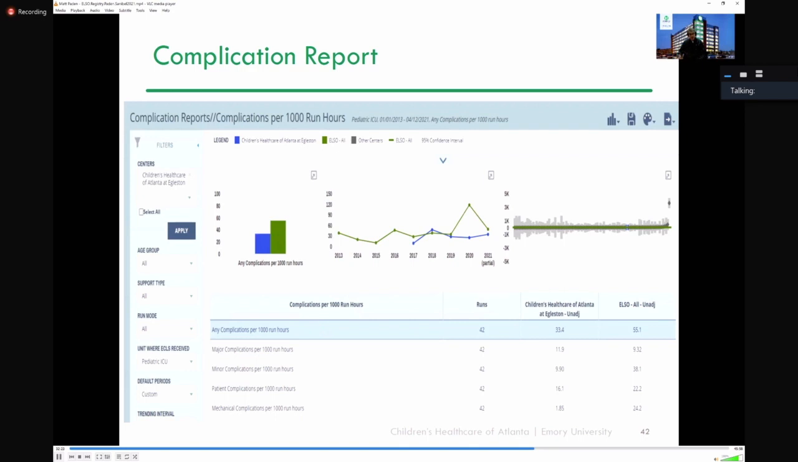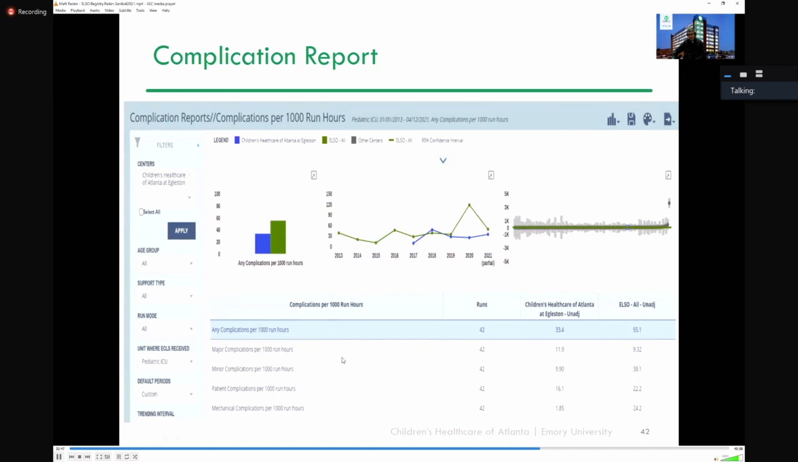We've also got a complication report, and there are various ones of these. I'm going to show you the one that is benchmarked per 1,000 run hours. And so again, for this, you see, if we look at just my unit, our complications are less than the ELSO average. And so again, that's something that should be good for my patients.